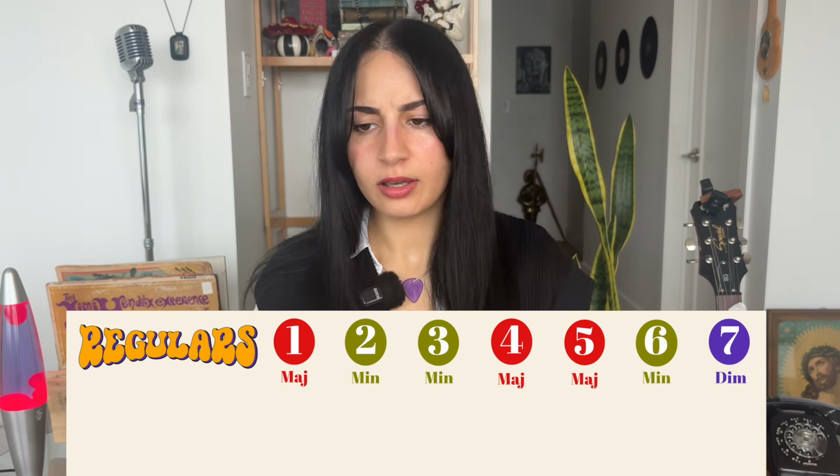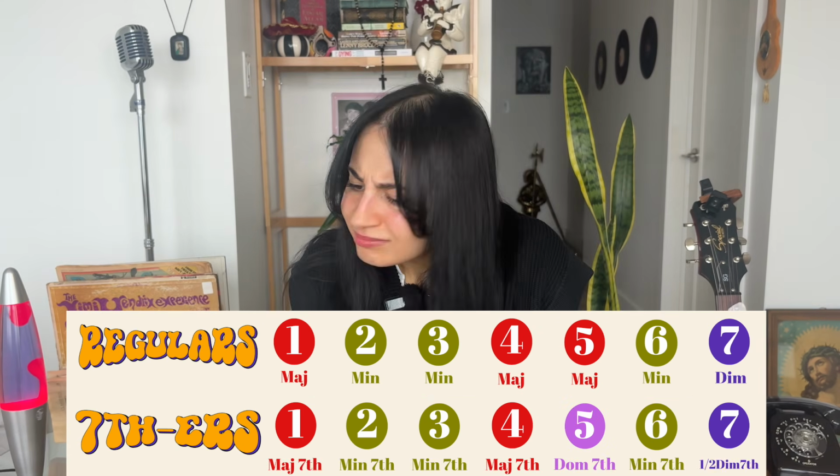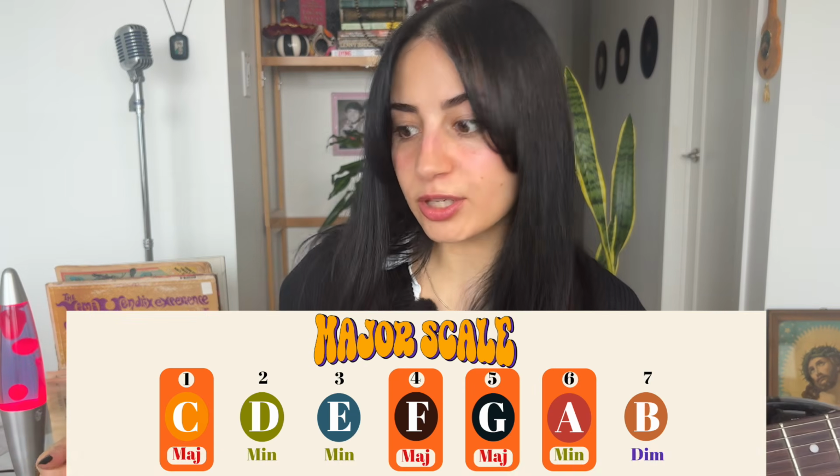Now with that in mind, we have our regular diatonic chords to a key, and we also have our 7th diatonic chords to a key. So what do we do with them? First, let's build a regular chord progression. Let's play a 1, 6, 4, 5 chord progression in the key of C major. Using regular diatonic chords, those chords are going to be C major, A minor, F major, and G major.